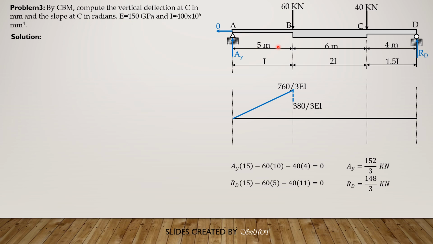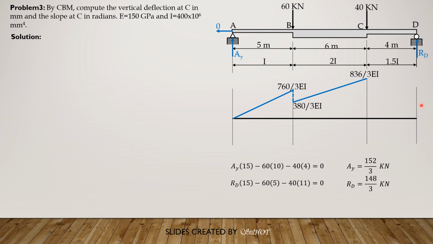Then the moment of AY about C is 152 over 3 times 11. Then divide that result by 2 because the moment of inertia for up to C just to the left is 2I. So 836 over 3 after we divide the result by 2. Again, it is 152 over 3 times 11, then divided by 2 because the I is 2I. So 836 over 3 EI.